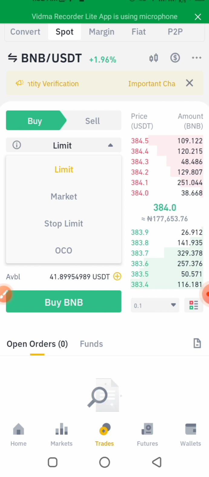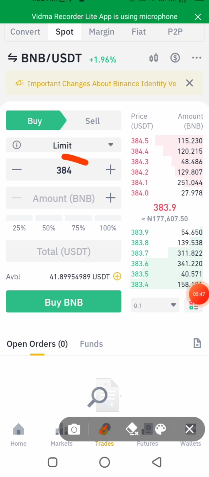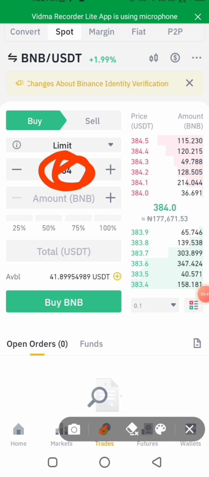So, for example, this is BNB. How much is it selling for? It is going for 384. This is the BNB/USDT pair going for 384.